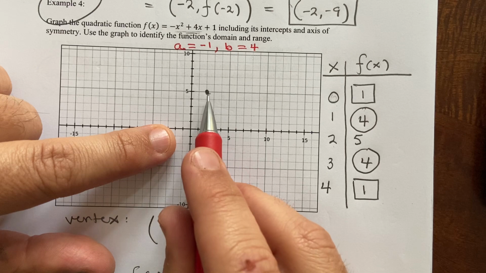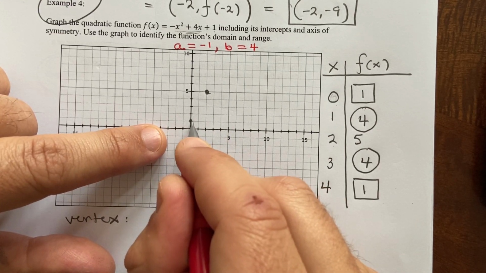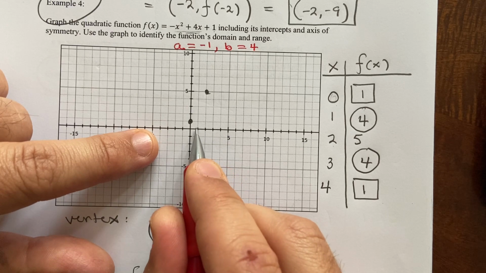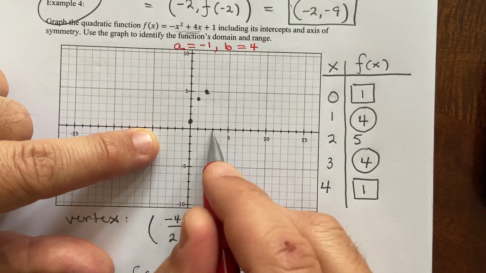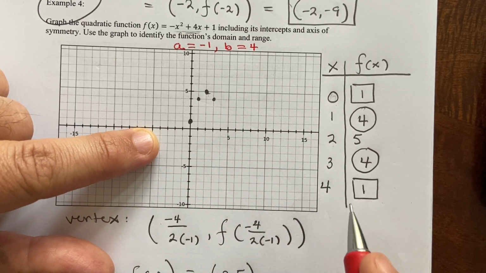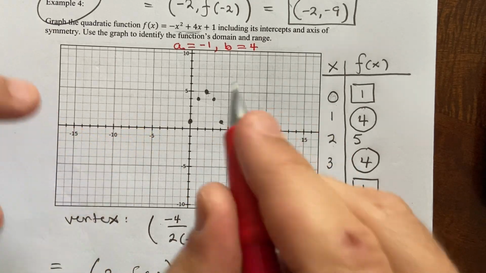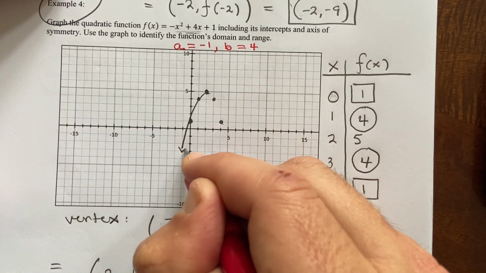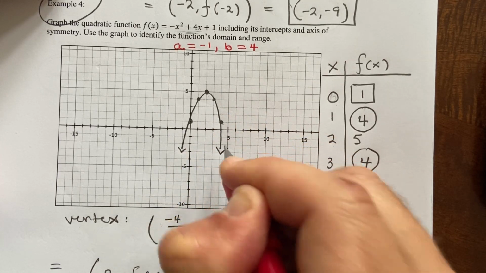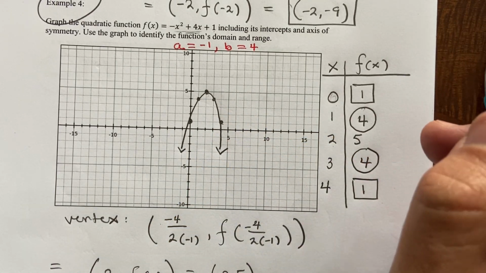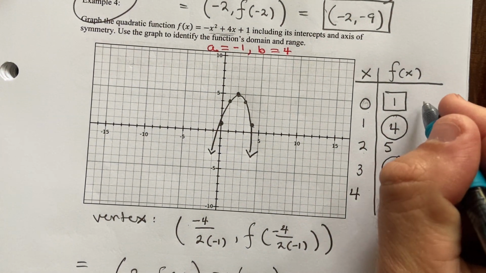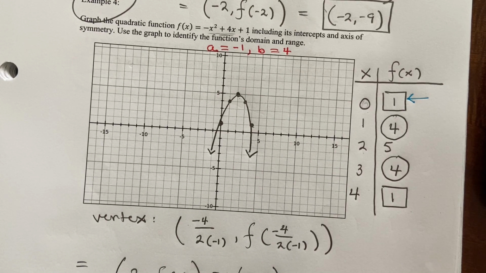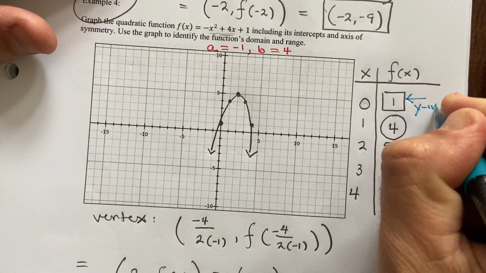All right, so we have 0, 1. I have 1, 4. Here's my vertex already, 3, 4, and 4, 1. So this is the parabola. And it looks like we accidentally found the y-intercept. Right here, just through doing the point plotting method, we accidentally found the y-intercept.